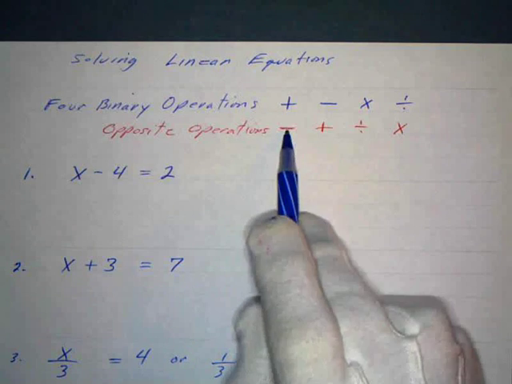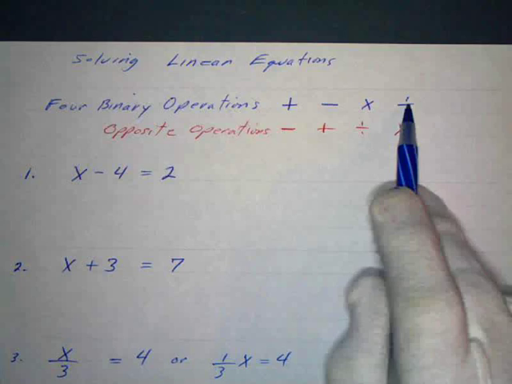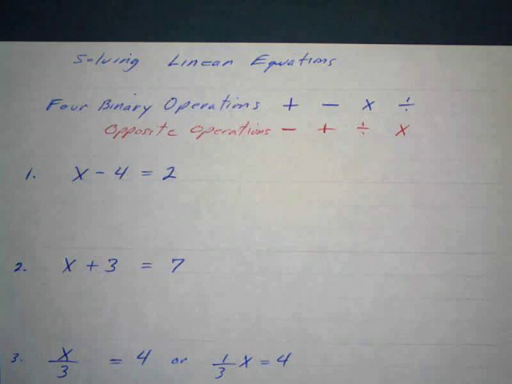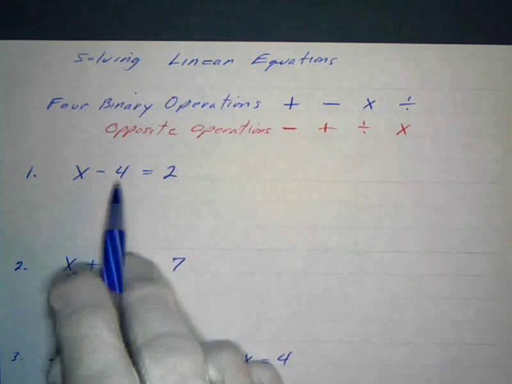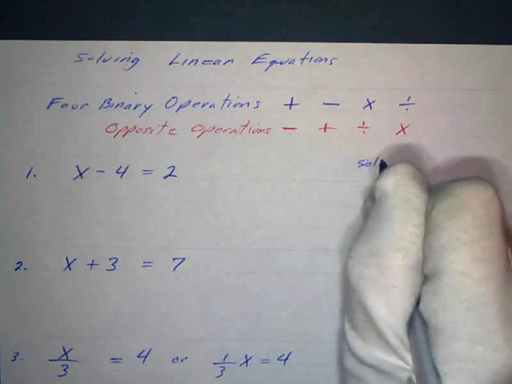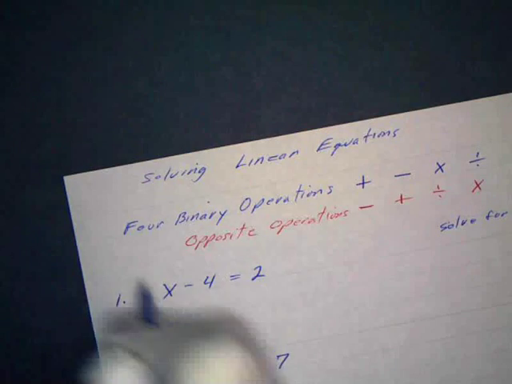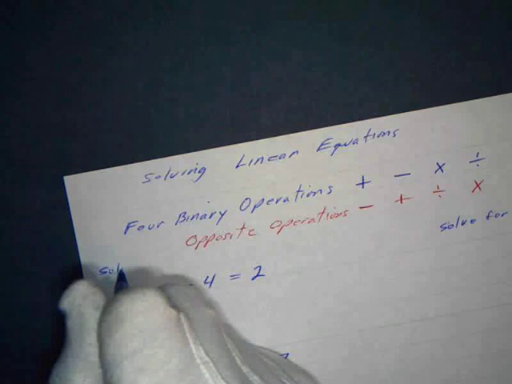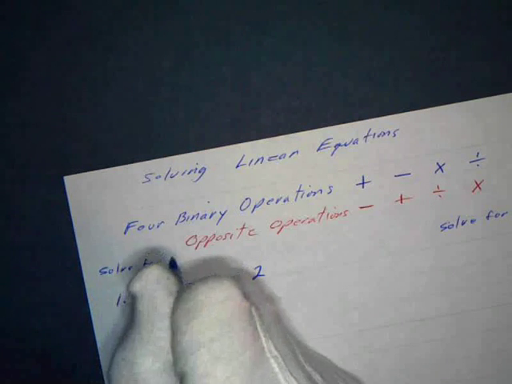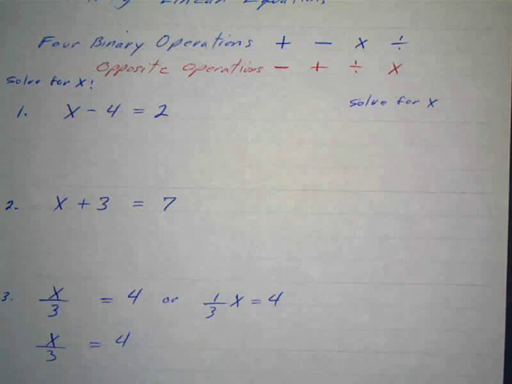Opposite of addition is subtraction, opposite of subtraction is addition, multiplication, opposite is division, opposite of division is multiplication. This is more of a traditional way of doing it, but it works for me. When it says solve for x, I guess I should write over here, solve for x. So the directions on all these would be solve for x. And it could be y or z, whatever. I just use x because it's, again, traditional.